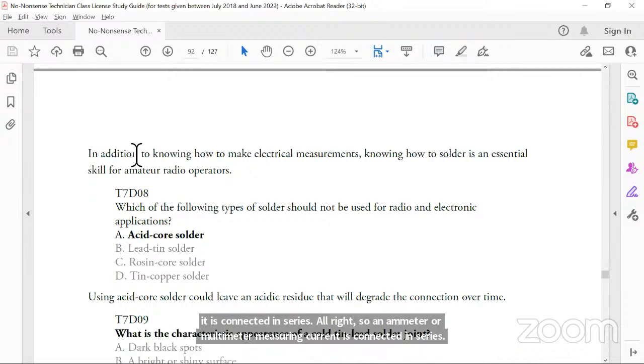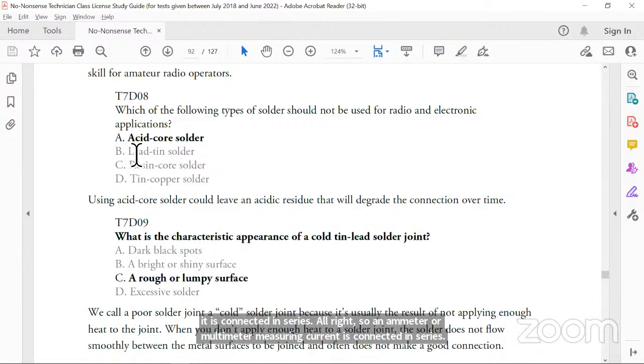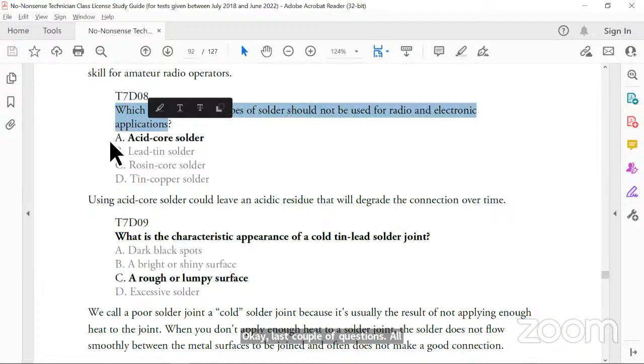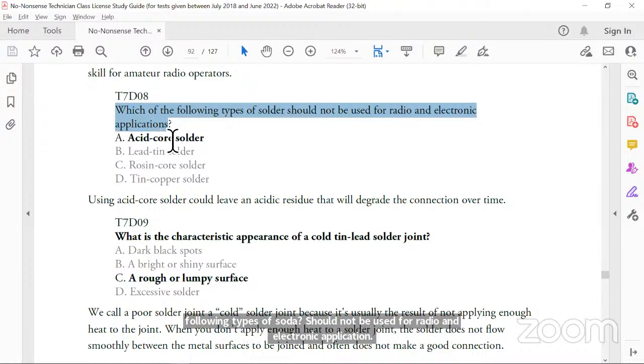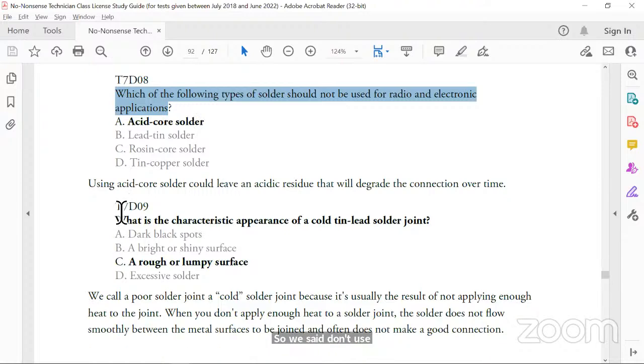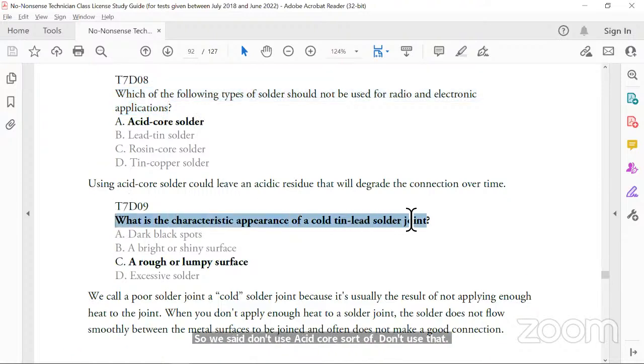Okay, last couple of questions. All right. Which of the following types of solder should not be used for radio and electronic applications? So we said don't use acid core solder. Don't use it. And last question in the question pool.